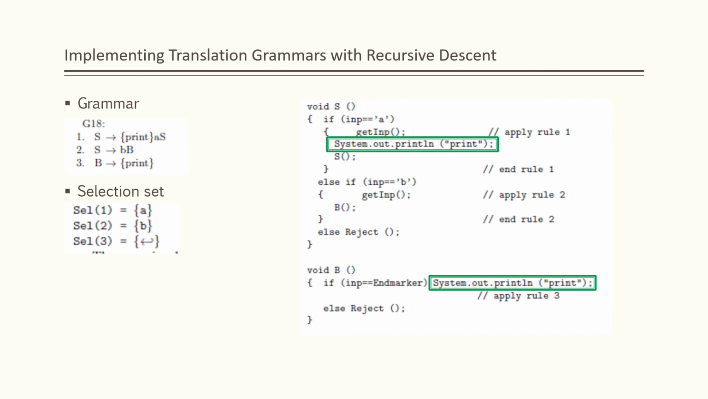So how would it be represented in the recursive descent code? For every action symbol, you need to put a System.out.println, because an action symbol is actually an output. Every time you come across an action symbol, you just put a System.out.println, whatever the action verb is. In this case it is print.